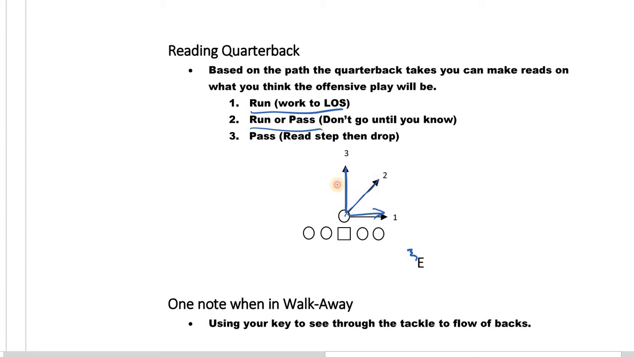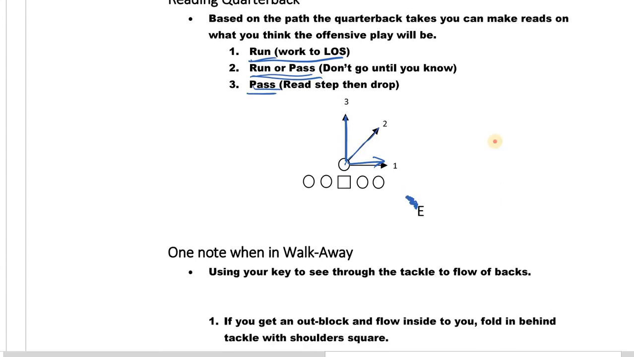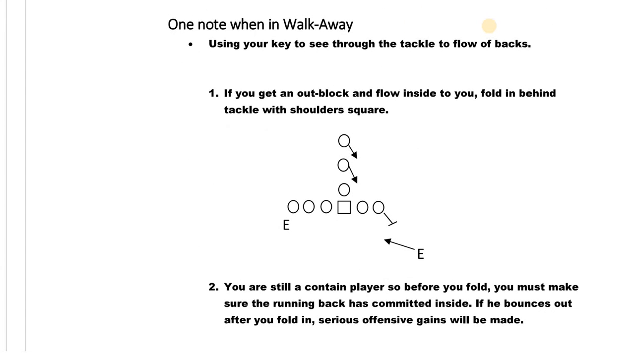If he opens up and drops back immediately, we're reading pass. We read step still, and then we open our hips and drop to pass coverage. Whether it's run or pass, we do the same two read steps at the beginning of every play. Read step diagonally, and we are a run first player, so we're always read stepping as we are watching what they're doing. That's why it's called a read step. We step as we're reading what's happening.